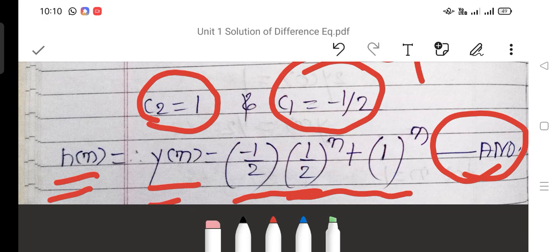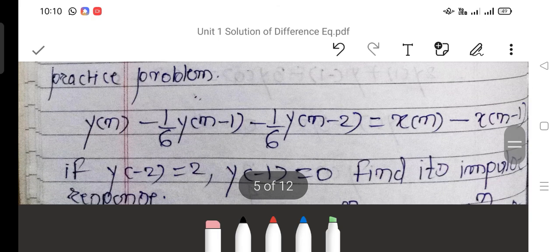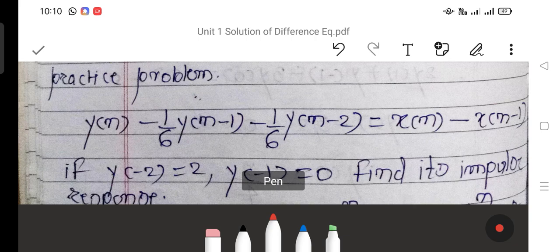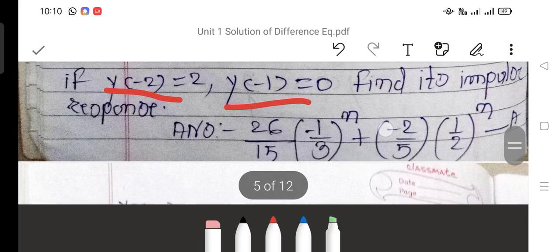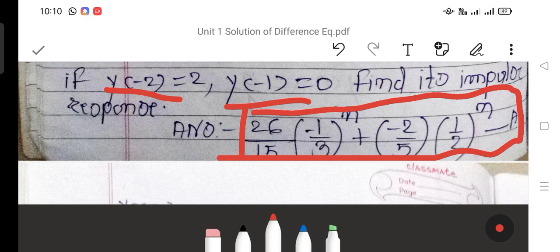So in this lecture we have completed our part on the solution of difference equations using the classical method. This is the practice problem. If you want, you can solve y of n minus 1 by 6 y of n minus 1 minus 1 by 6 y of n minus 2 equals x of n minus x of n minus 1. Here the initial conditions are given, so pay attention to that. Find its impulse response. The answer is given here. You can try this numerical.